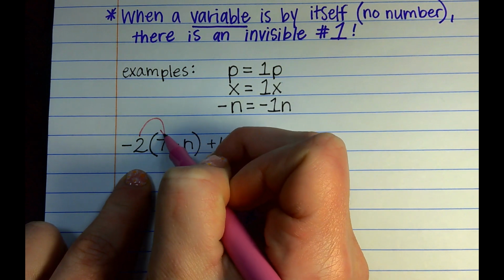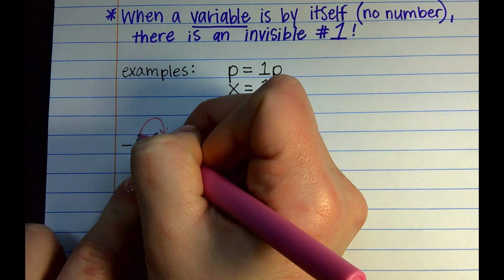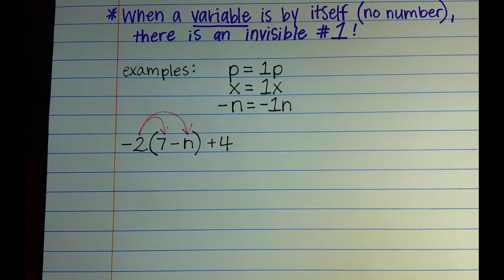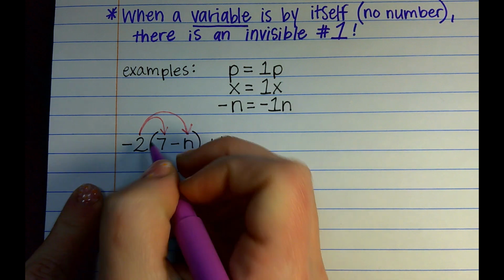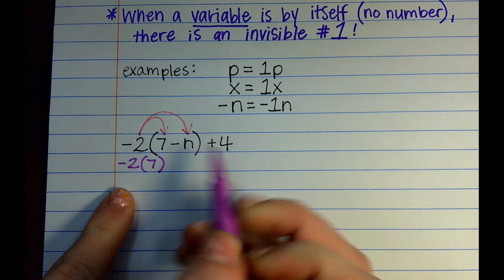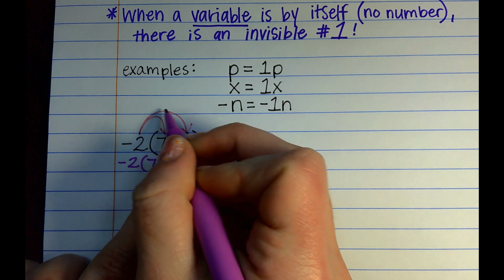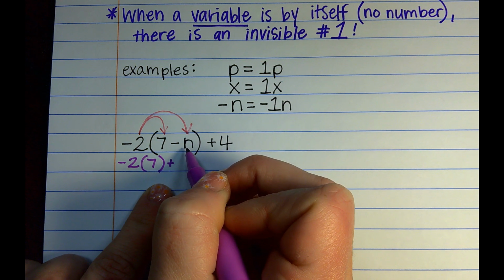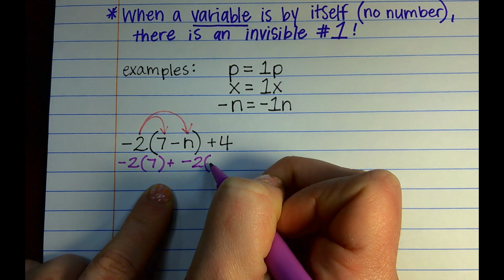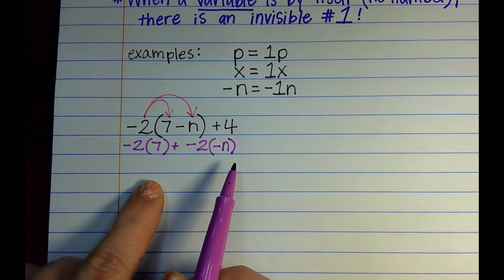So we're going to draw some arrows and do something fancy called distribution. Okay? So what I need to do now is multiply two different things. I am doing -2 times 7, and I'm going to write a plus for "and", that's just like an and sign, -2 times -n, minus n. So, and -2 times -n.